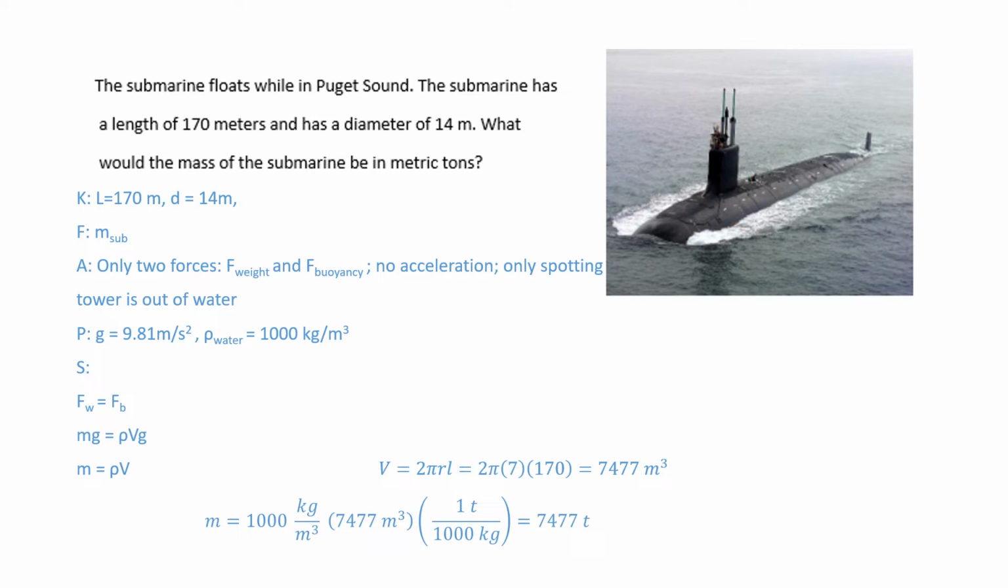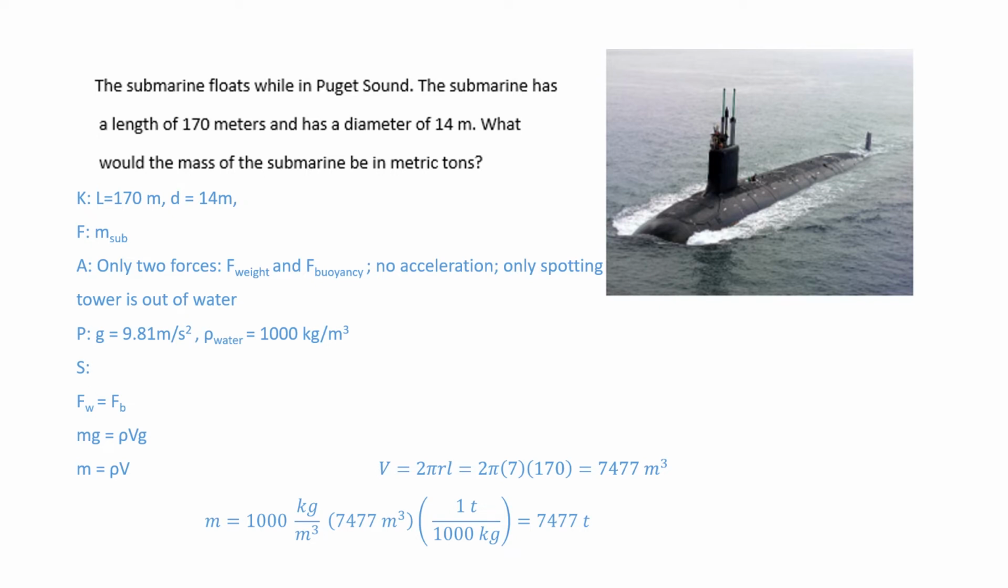We can assume only two forces are acting on the submarine, the weight force and the buoyancy force. We're assuming no acceleration in the y direction, so it's not accelerating up or down. And we're saying only the spotting tower is out of the water, so this means that the entire diameter will be submerged. Properties: gravity 9.81 meters per second squared, and the density of water we're saying is 1,000 kilograms per meter cubed. It may be a little bit higher due to the water being seawater with salt in it.